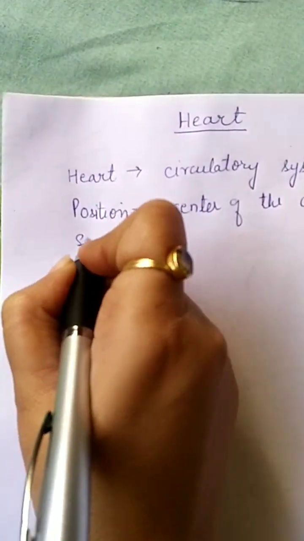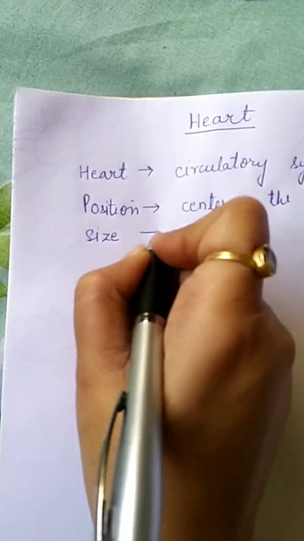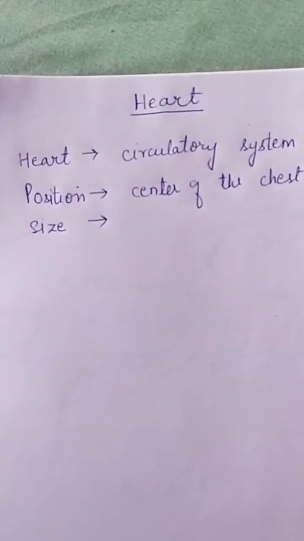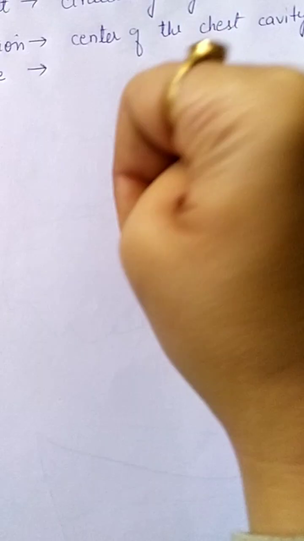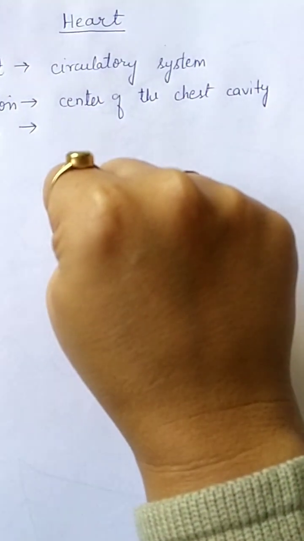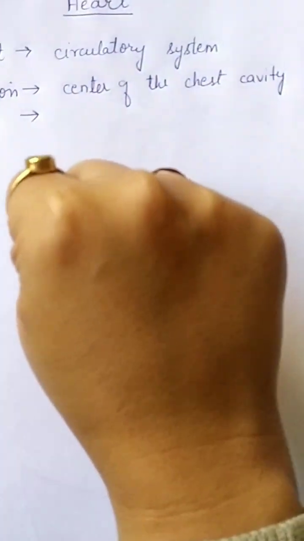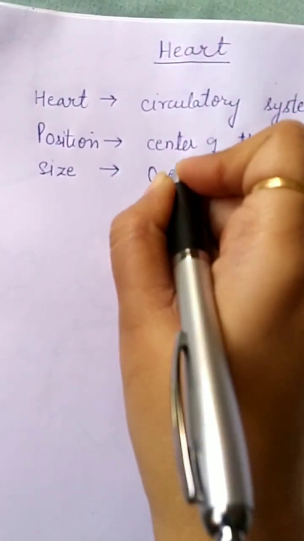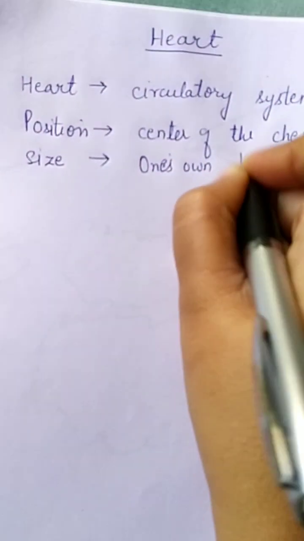What is the size of the heart? How much big or small our heart is? So one's heart is of the size of his or her own fist. See, this is the fist. So this is the size of your heart. Your heart size is equal to your own fist.